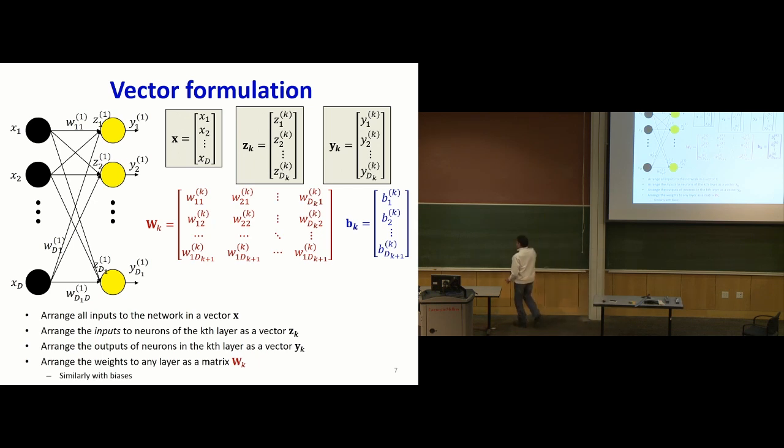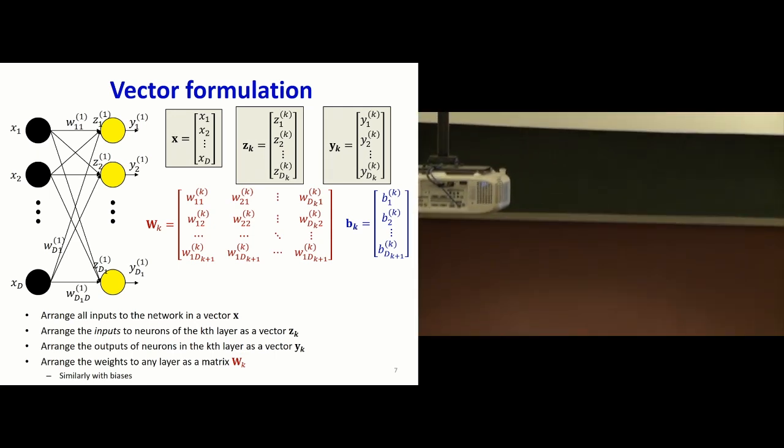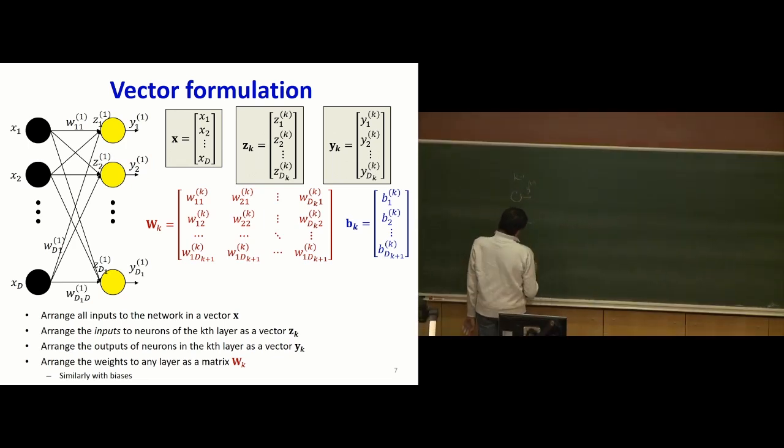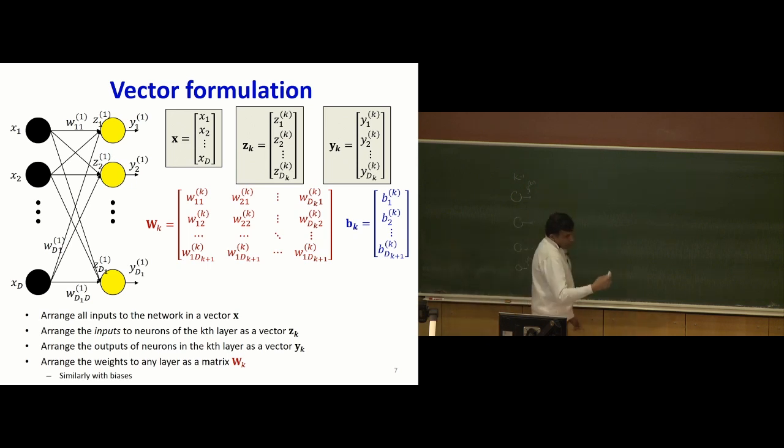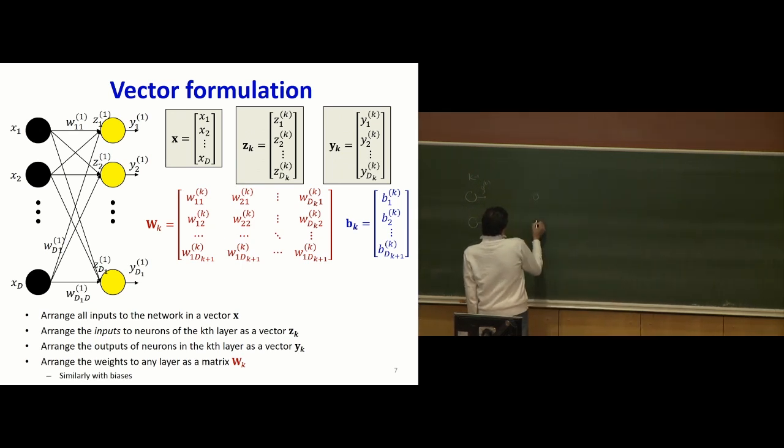Now consider this. Let's say I have some layer of neurons. Each of these circles represents a neuron. Let's say this is the k minus 1th layer. The output of the k minus 1th layer is going to be y_1^(k-1) through y_d^(k-1). These are going to be the outputs of the k minus 1th layer. And then I have the subsequent layer of neurons, which would be the kth layer.